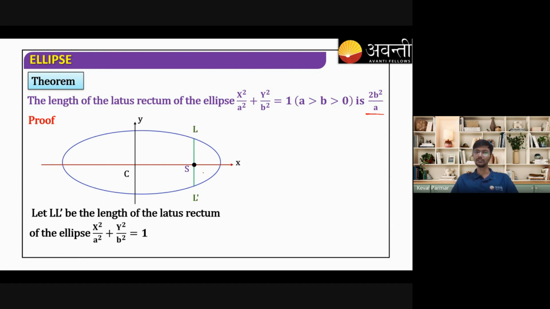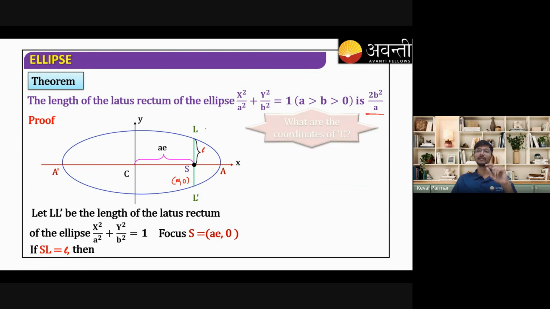We already know the coordinates of the focus. What is the focus of the ellipse, guys? It is (ae, 0). That means this distance is ae because the coordinates of S are (ae, 0). And let's say the length SL is l. Then if we know coordinate geometry, you can easily guess the point L. What is the point L? It will be (ae, l).